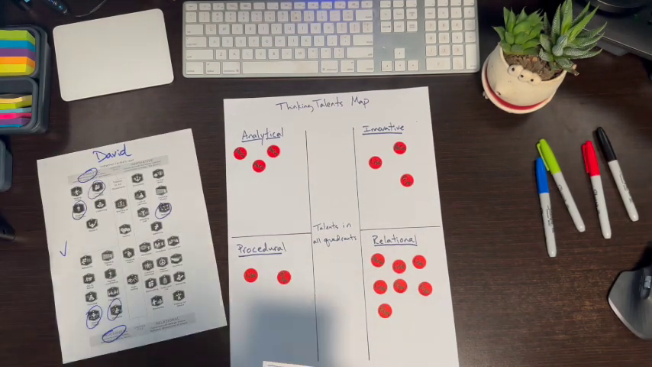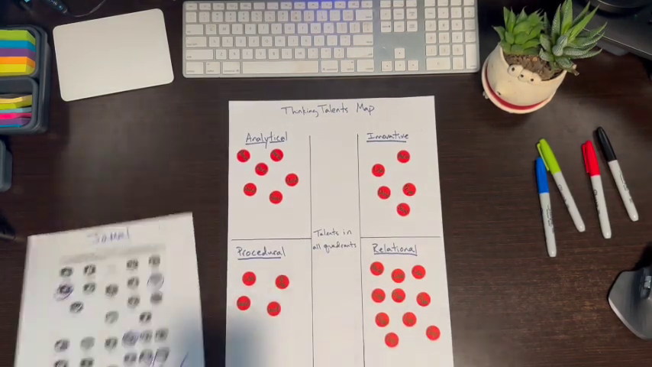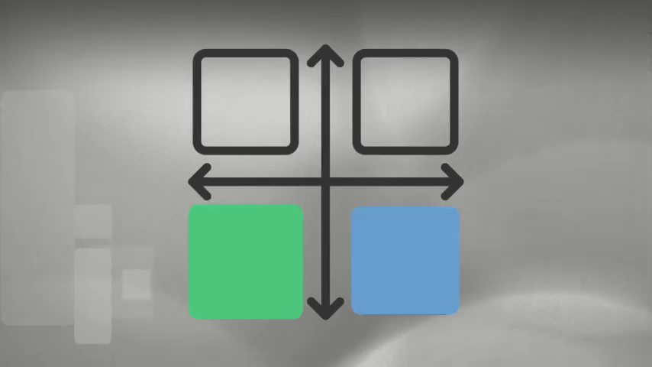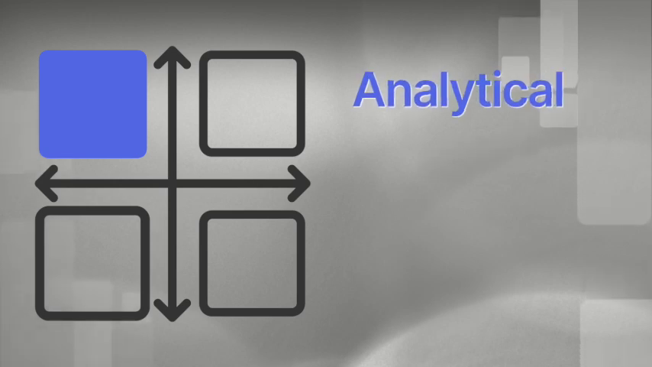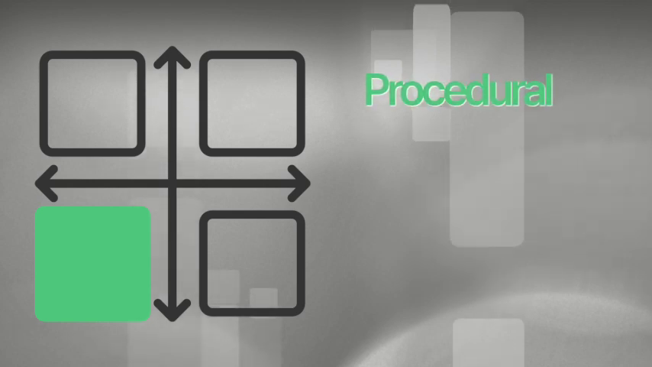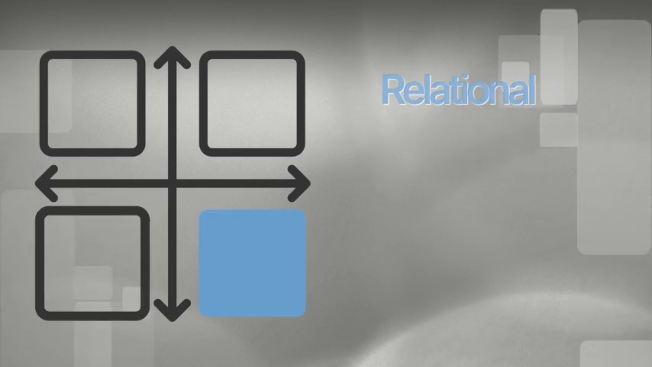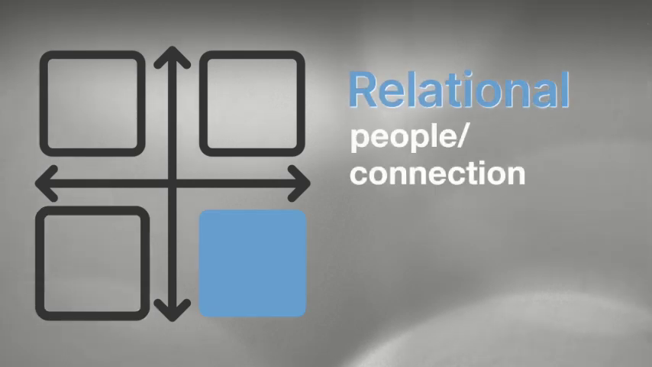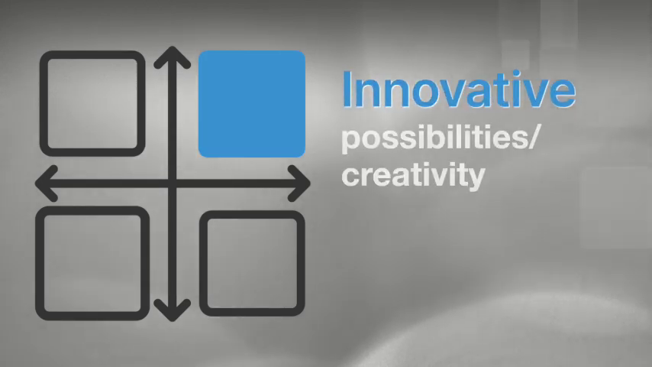Now that everyone has posted their talents on the team map, what becomes apparent is that this map is a comprehensive framework that organizes the thinking talents into 4 distinct quadrants that represent a schema or thinking approach. You've got analytical, which is a focus on data and logic. Procedural, this is more about organizing information and implementation. There's relational, the focus here is on people and connections. And finally, we have innovative. This is about possibilities and creativity.